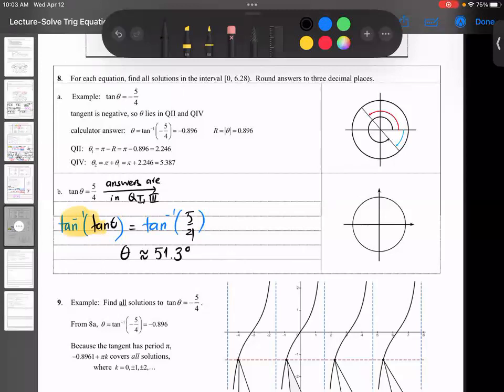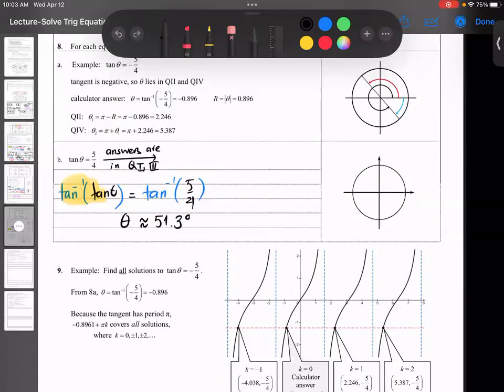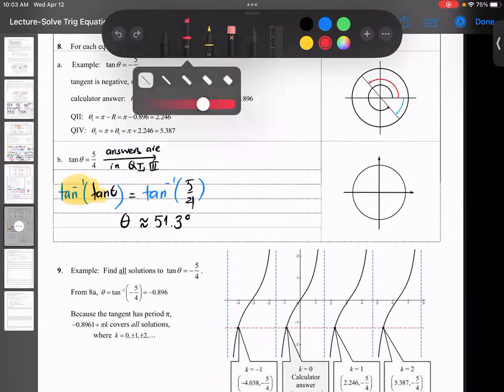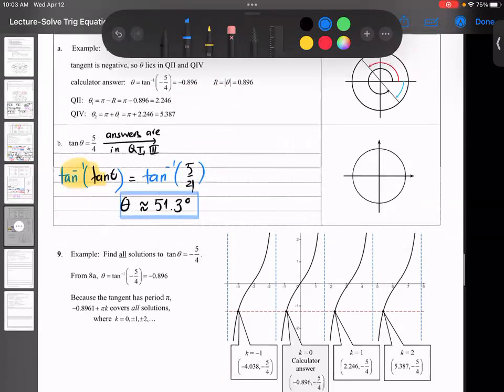Is it in quadrant 1? Yes, right. So we don't have to change anything. Oopsie. Let me call it theta 1. I'll just highlight it with blue. What about the other one? Yeah, 180, right? Because you want it in quadrant 3. So theta equals 180 degrees plus 51.3, which is 231.3.